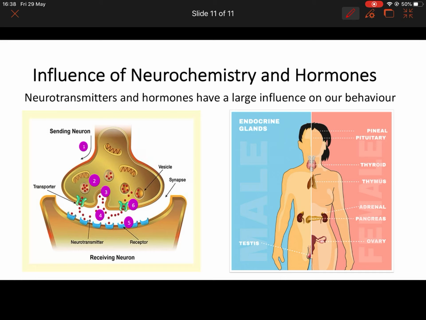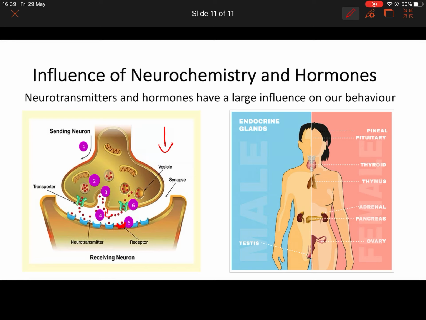Biological psychologists are also interested in the effect of neurotransmitters and hormones over our behaviour. Again, this is just recapping what you've already learnt in biopsychology. When a nerve impulse reaches the end of a neuron, a neurotransmitter is released. It travels from one neuron across the synaptic gap and then triggers nerve impulses in the receiving neuron by interacting with a specialised receptor site on that postsynaptic neuron.